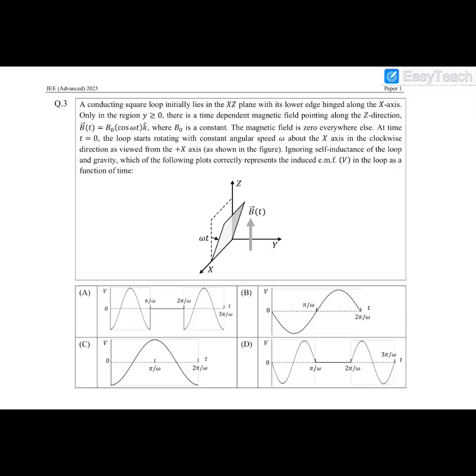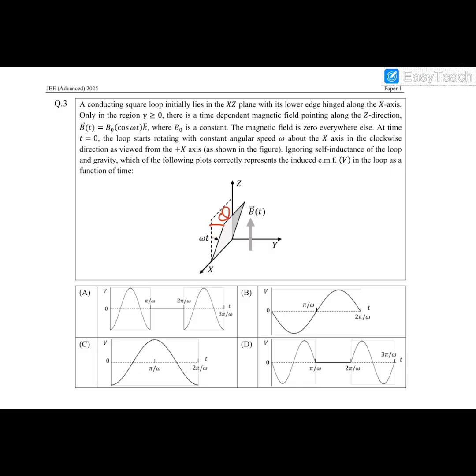In this question, you can see that there is a square loop which is initially placed on the xz plane, and this loop is hinged on the x-axis in such a way that it is free to rotate about the x-axis, but it cannot move. There is a time dependent magnetic field pointing towards k cap, which is B naught cos omega t, and this loop is being rotated with an angular velocity of omega in the clockwise sense.